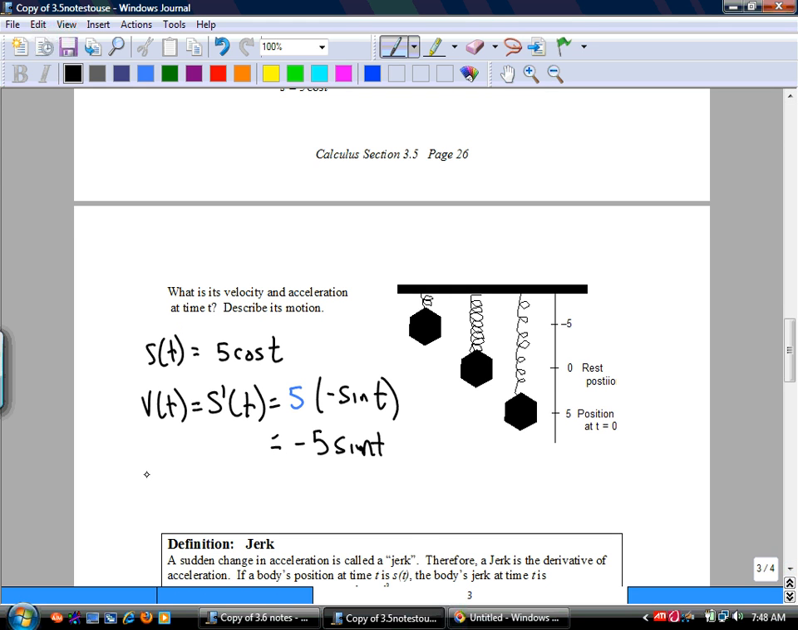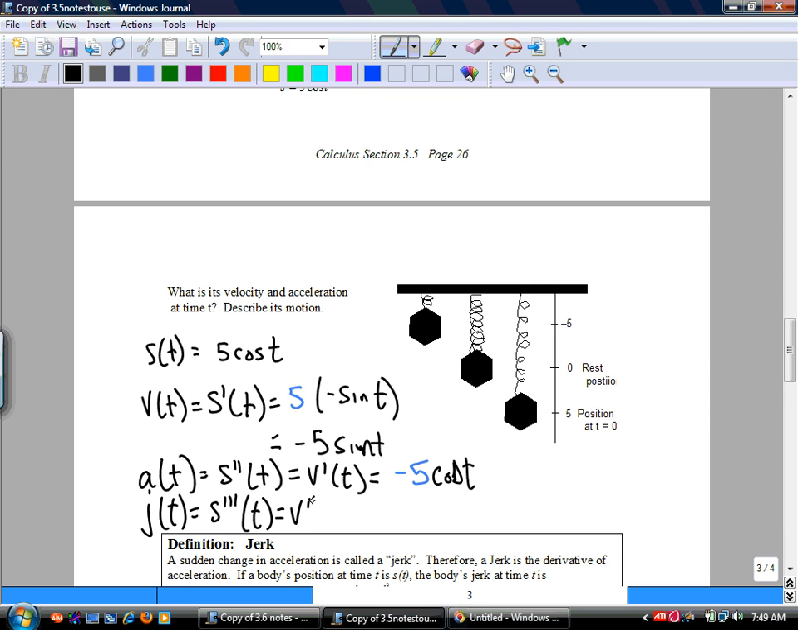Our acceleration, a of t, is s double prime of t, or v prime of t. Copy the negative 5 down, put your thumb over it. What's the derivative of sine t? Just cos t. The jerk, j of t, is s triple prime of t, which is v double prime of t, which is equal to, copy the negative 5 down, put your thumb over it. The derivative of cos is negative sine, and then with a little bit of clean-up, you get 5 sine t.